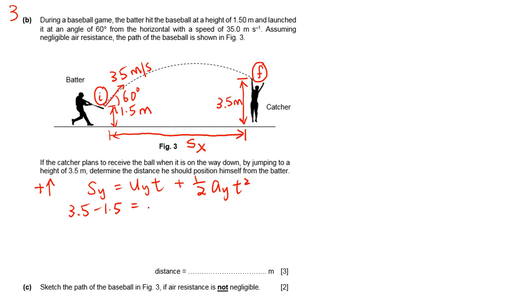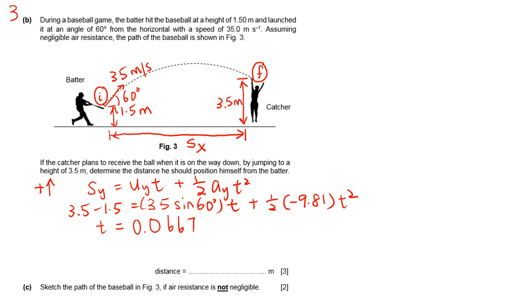Initial vertical speed should be 35 sine 60 multiplied by the time, which is unknown, plus half ay. ay is pointing down due to gravity, so I should have a negative sign, minus 9.81 t squared. So if I solve this equation, I should be able to get two answers, 0.0667 second or 6.10 second. So which one should I reject?